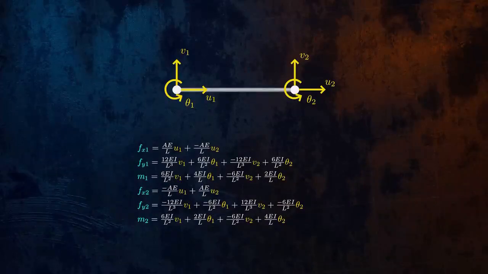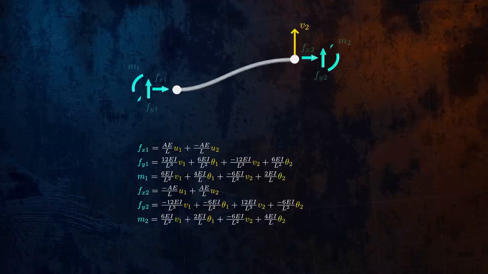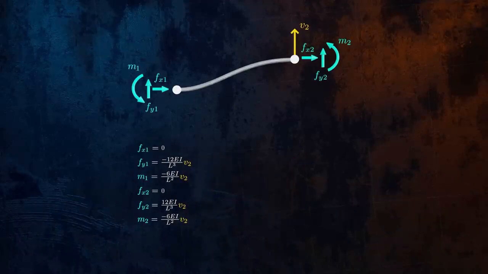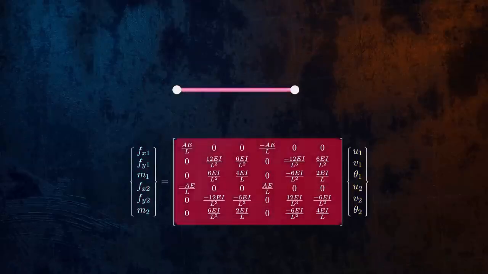If we apply a lateral displacement to node 2, for example, and all of the other degrees of freedom are fixed, and so are equal to 0, we can use the stiffness matrix to calculate the forces and moments at both of the nodes. To make the next steps easier to visualize, let's represent the stiffness matrix in a more abstract form.